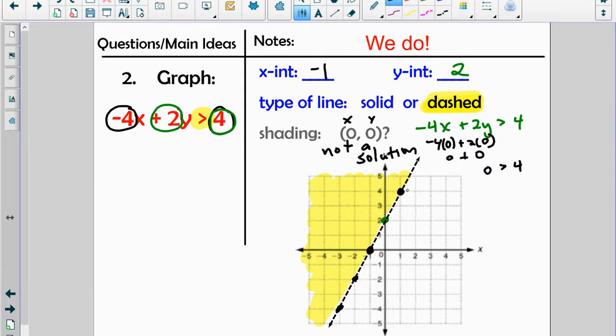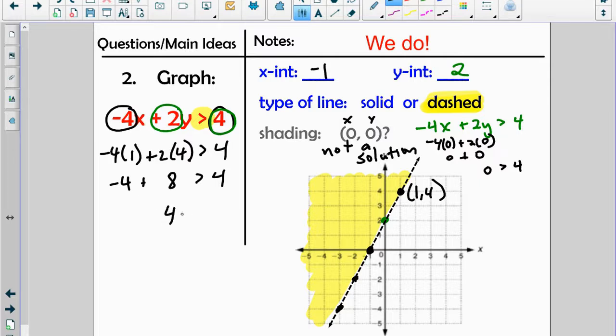So in this case, if I use the ordered pair (1, 4), which is clearly right on the boundary line, and I substitute a 1 in for x and a 4 in for y, I get negative 4 plus 8 is greater than 4, and negative 4 plus 8 is 4. So notice I get the same number on both sides. That's going to happen on all of these ordered pairs on the boundary line. It's going to give me 4 is greater than 4 every single time.